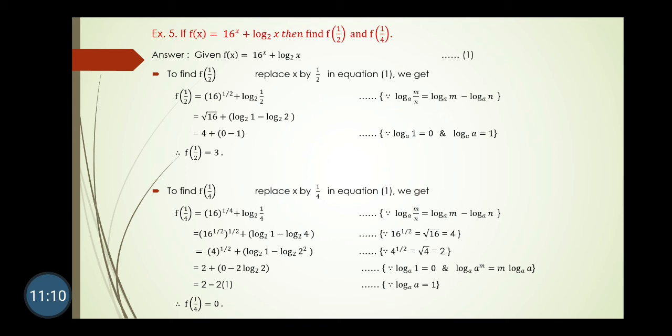So apply this formula, and we can rewrite this 1 by 4 as 1 by 2 into 1 by 2. We split 4 as 2 into 2. So we get 16 raised to 1 by 2 whole raised to 1 by 2. But we already found the value of 16 raised to 1 by 2 is root 16, or you can also write it as 4. So we replace 16 raised to 1 by 2 as 4 in the next step, and applying the formula, we get log 1 to the base 2 minus log 4 to the base 2.